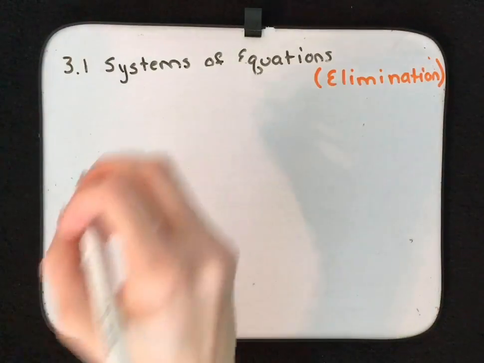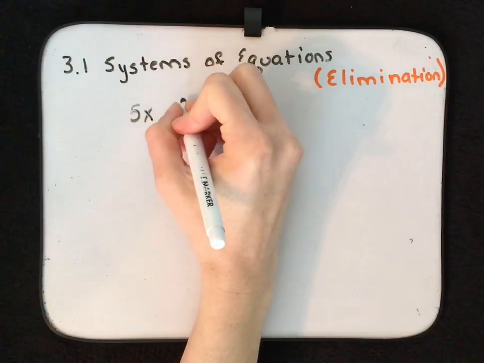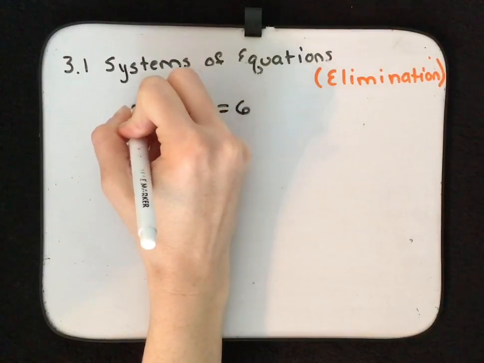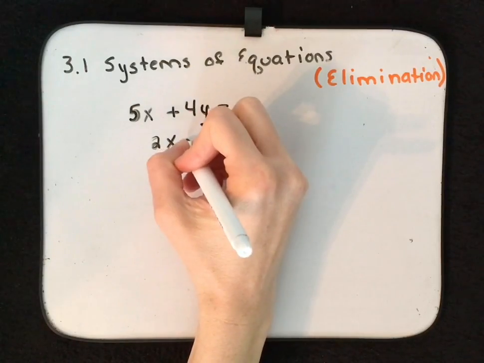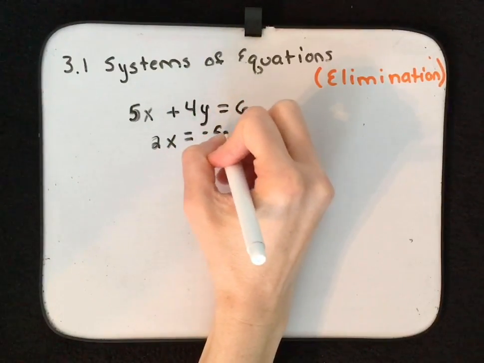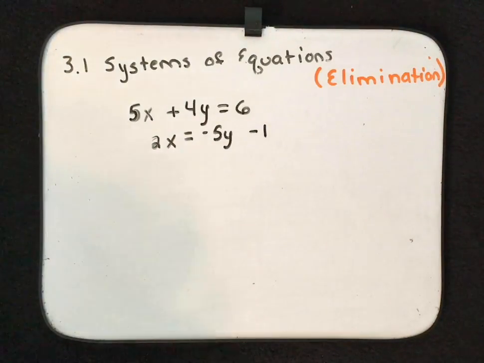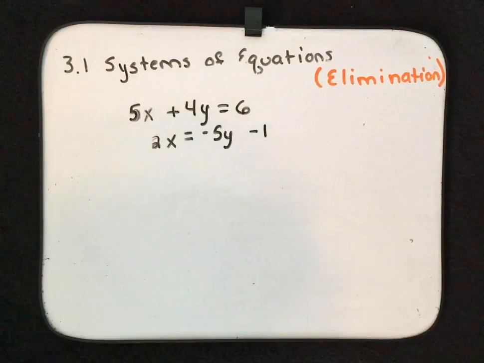For example, if we have 5x plus 4y equals 6 and 2x equals negative 5y minus 1. When you first look at this, it's not easy to solve for y. It's not easy to solve for x. So solving either of these for one variable is going to give us a bit of a mess.